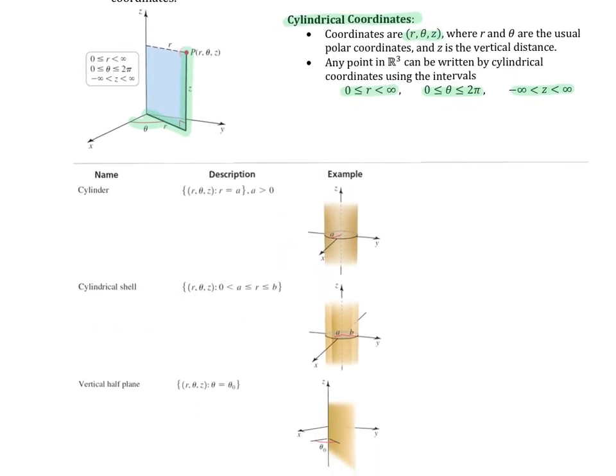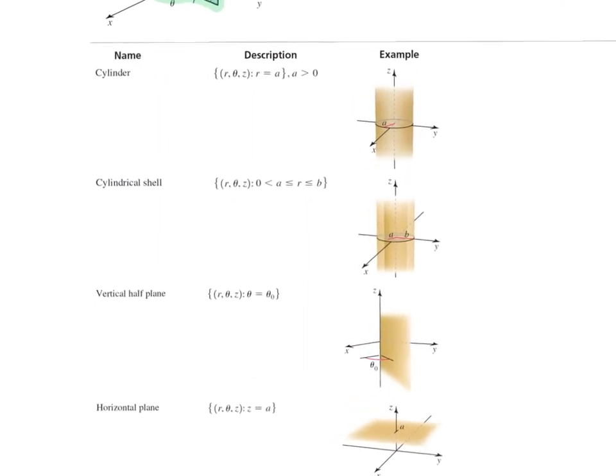Now here are some common shapes that we have in cylindrical coordinates. The first shape that you see is a cylinder, like our usual cylinder. The way that we describe a cylinder using cylindrical coordinates is a very simple equation, which is simply r equal to a, where a is that distance out. Theta can be any value, so it's going to go all the way around. And then z can be any value, so we go up and we go down.